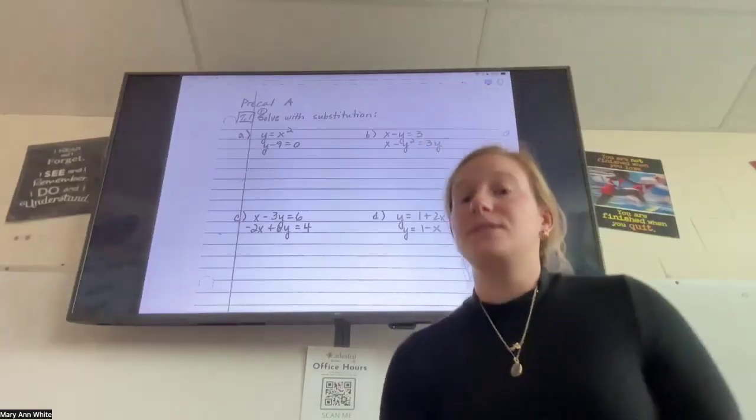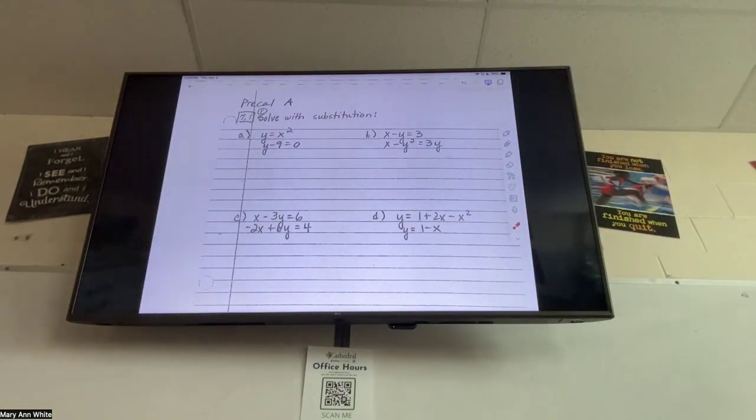We are going to do 7.1 and as much of 7.2 as we can today. And 7.1 is solving with substitution. So we are in our matrices unit. Matrices is a way to organize numbers. What we'll find later is we're going to take equations like this and put them into a matrix.